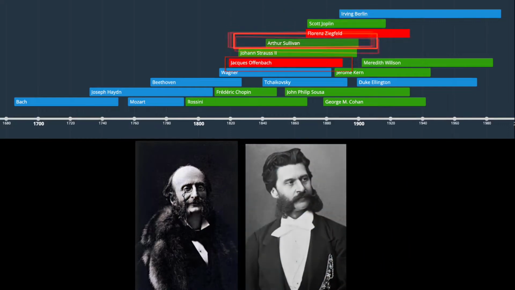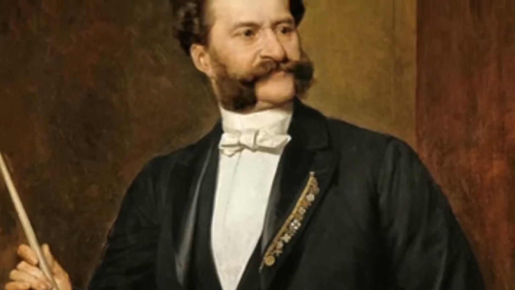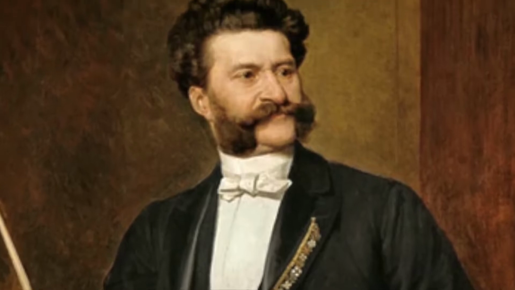Offenbach and Strauss are maybe going on at the same time. Strauss, the waltz. We know the Blue Danube. Beautiful music, right? Much different than Wagner's music. Wagner is heavy opera, romantic opera. Strauss is lighter, waltz music. And Offenbach's going to be like that too. So Strauss is maybe the closest romantic composer for this classroom.